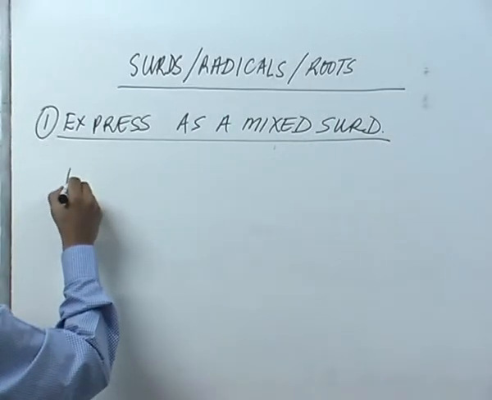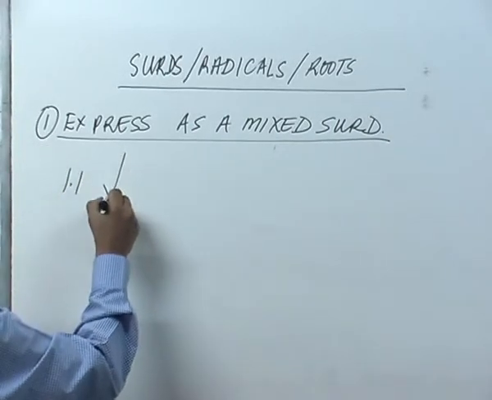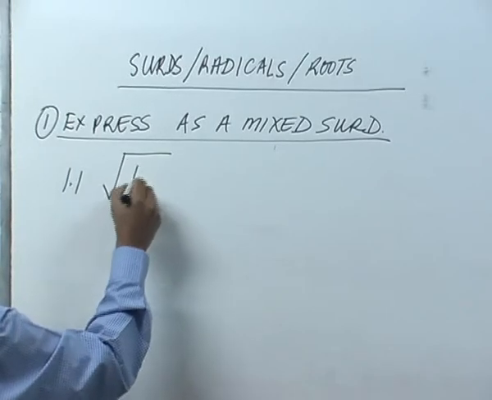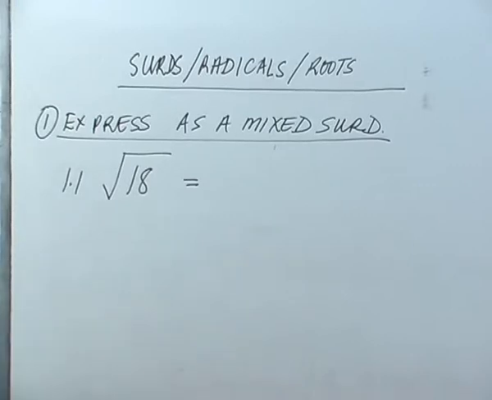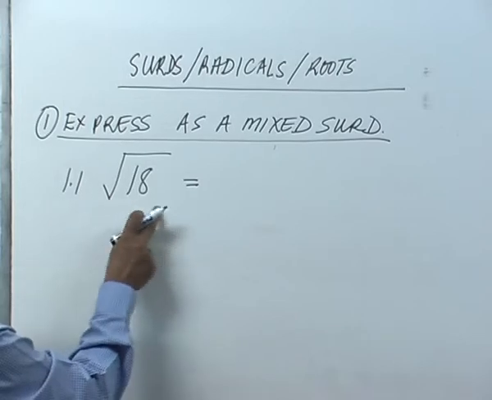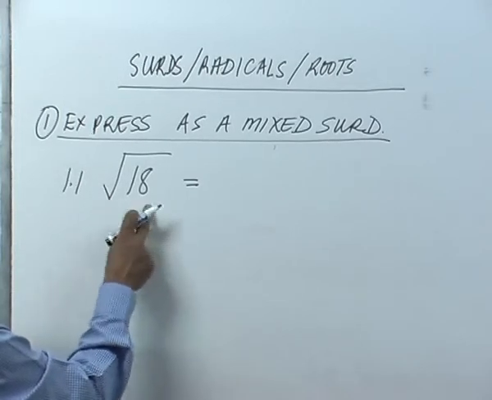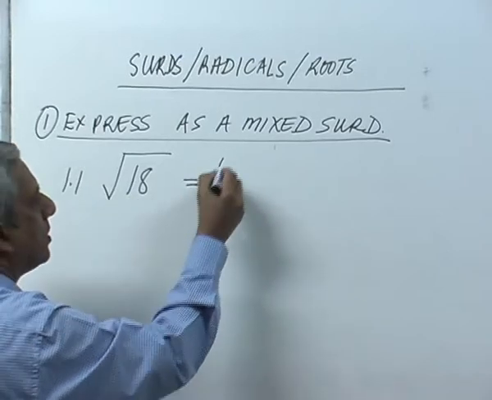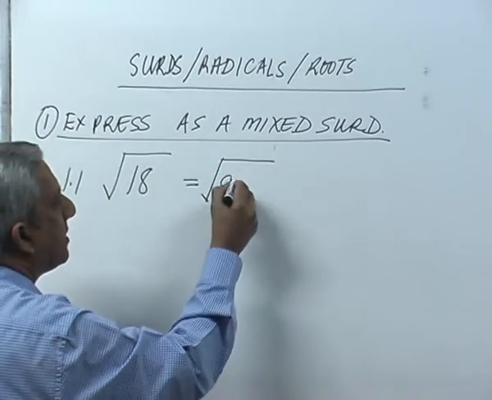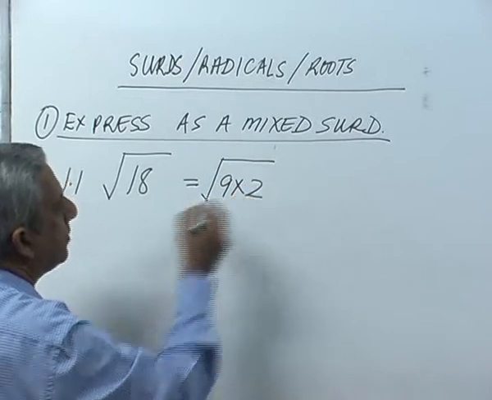Let us suppose we had square root of 18. If you try to find square root of 18 on your calculator, you will not get an exact answer. You will get a decimal fraction. But square root of 18 can be broken down into square root of 9 times 2.